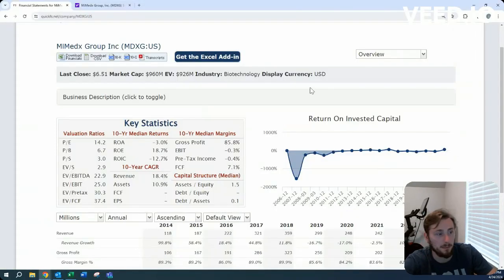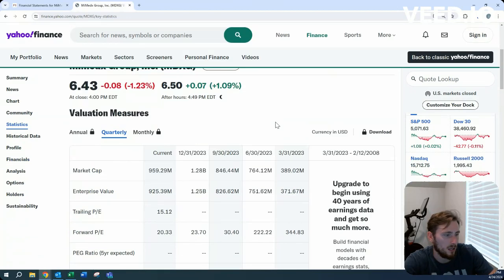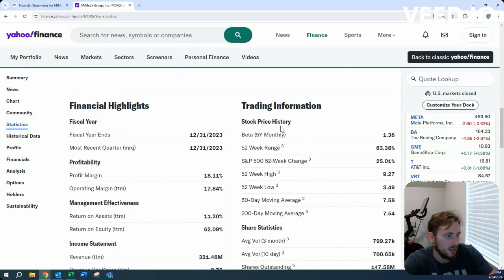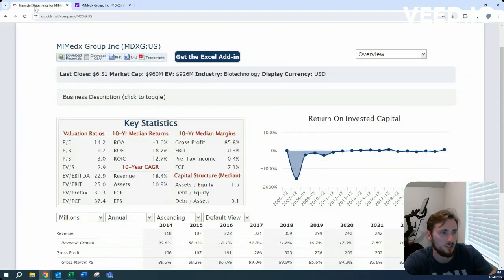Probably mispronounced that, but biotech industry, 960 million market cap, 926 million enterprise value. It looks like a sub-billion-dollar company. I do like to look at what their insider ownership is: 3.8%. Not substantial, but still a little bit of ownership in the business, which is good to see.